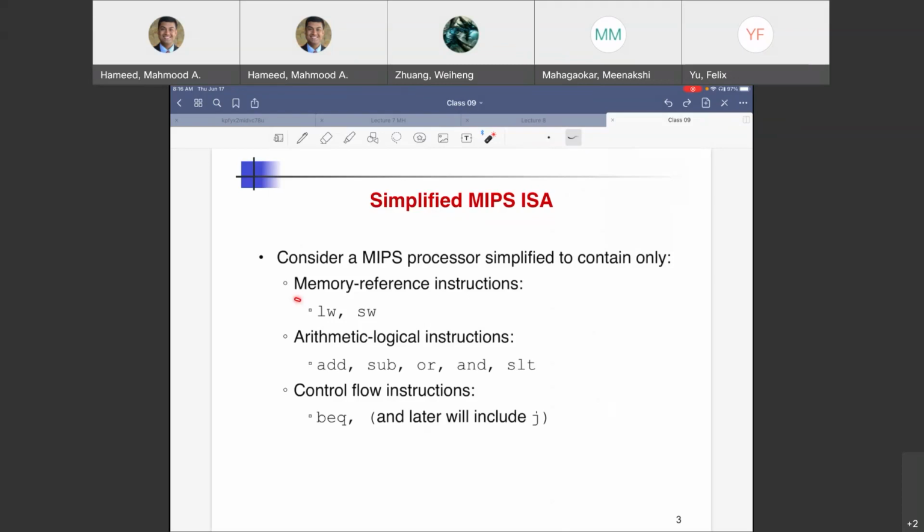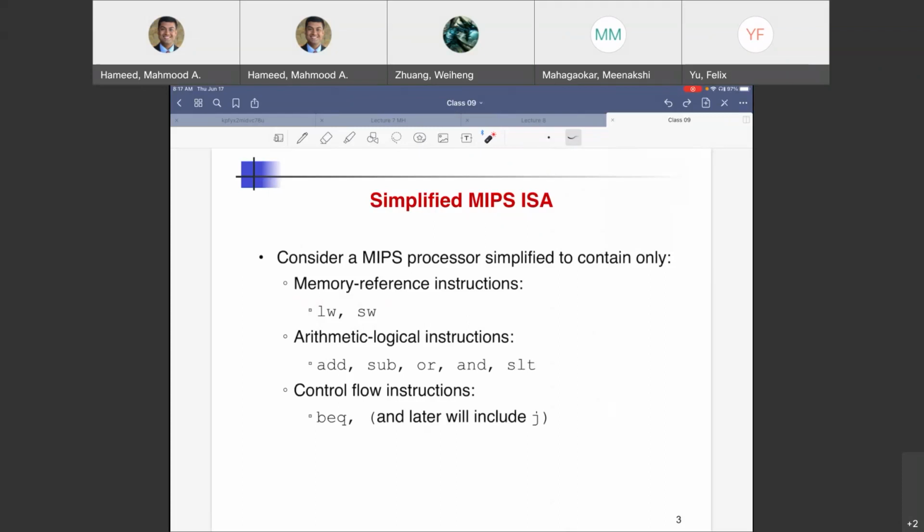In terms of memory reference instructions, I have load word and store word. Load word and store word are the only 2 instructions in which you are actually reading or writing to the memory. Load word, you're bringing something from the memory to a register. Store word, you're taking the contents of one of your 32-bit registers to the memory, the other way, right?